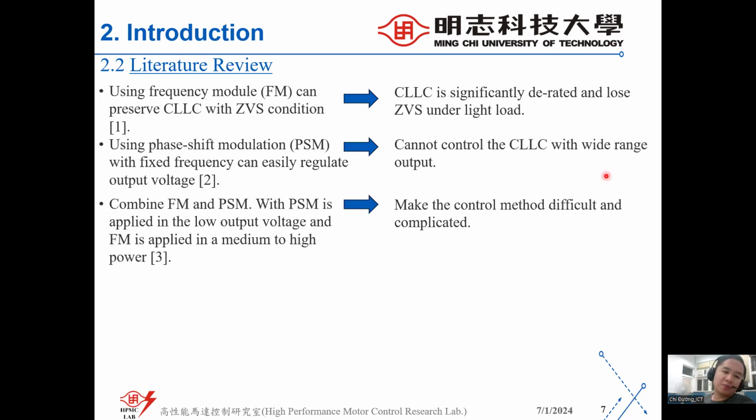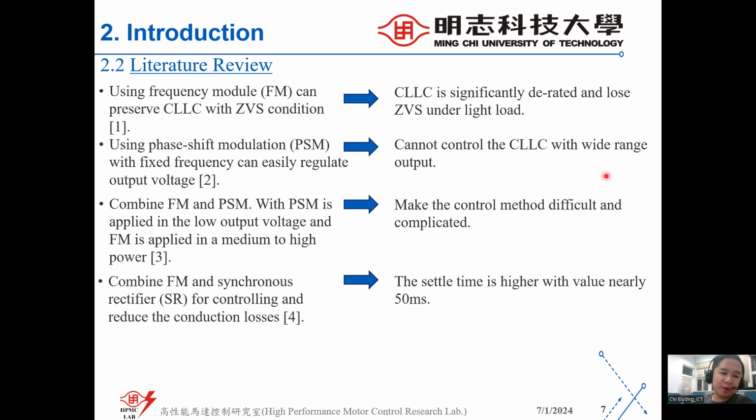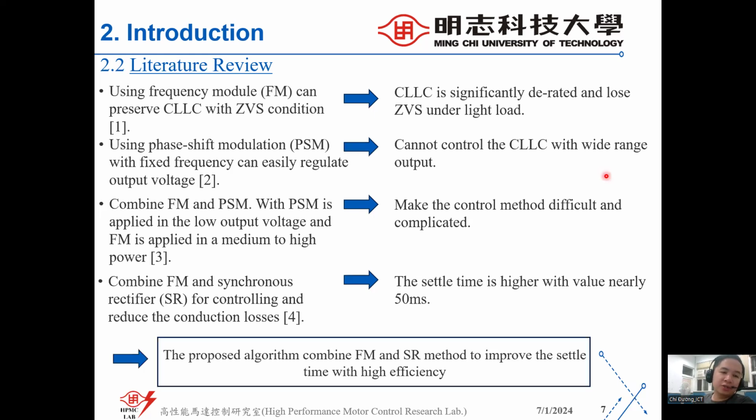And next, another paper combines the passive module and regressive module. The passive module is applied for low output voltage, and the other module is applied in medium to high power, but this makes the control method difficult and complicated. Another paper also combines the passive module and synchronous rectifier for controlling and reducing the conduction loss, but the settling time is higher, with a value of nearly 50 milliseconds. So this thesis will propose an algorithm combining the passive module and SR methods to improve the settling time and achieve high efficiency.